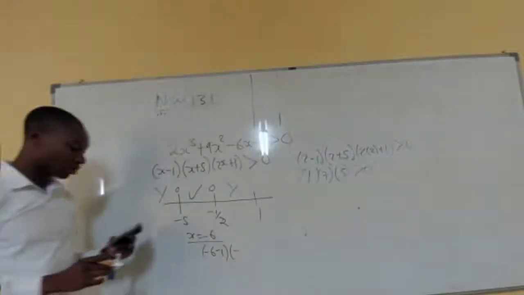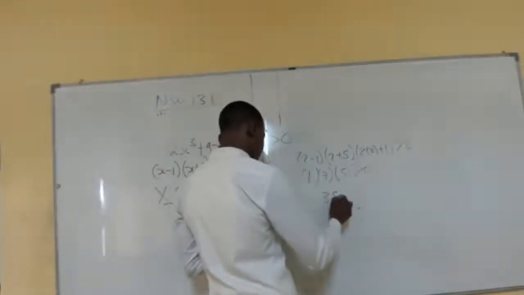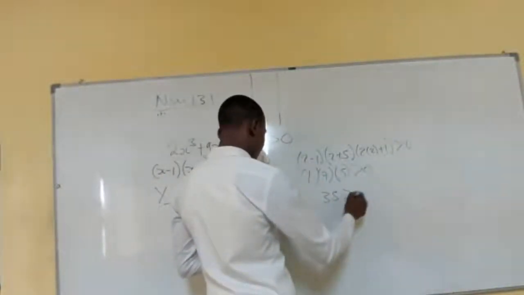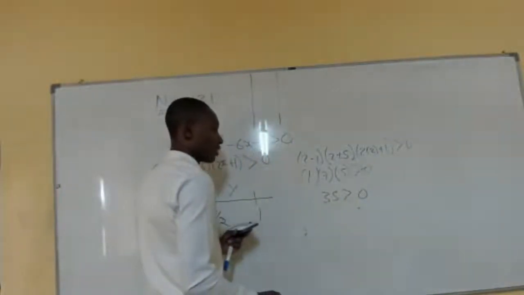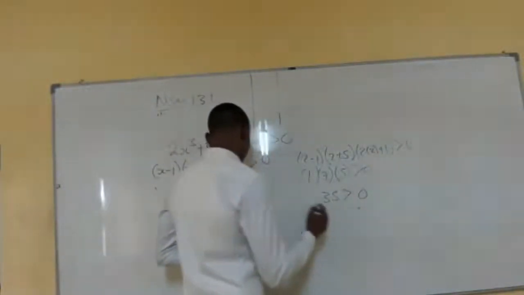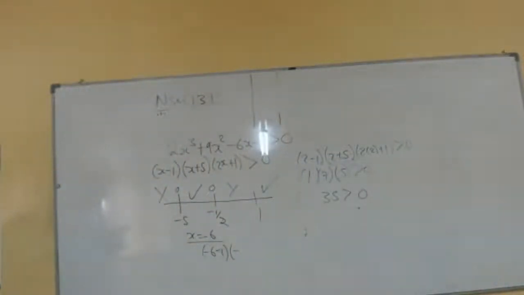So the final answer ends up being 35. So we have 35 is greater than 0. That is true. So this is part of our solution. Since 35 is greater than 0, that part is part of our solution.